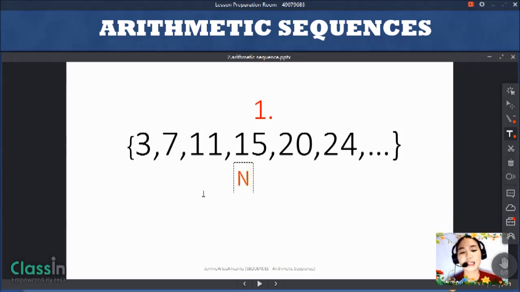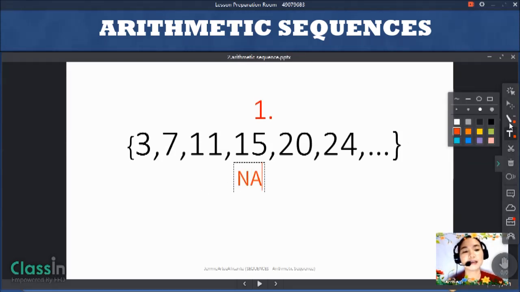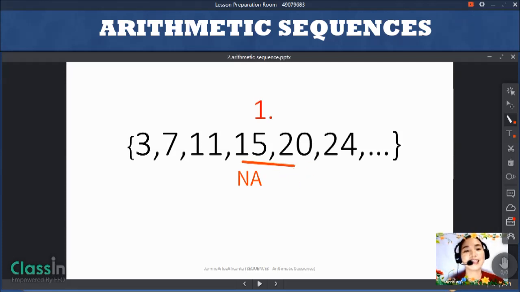The answer is NA. It is not arithmetic because the difference of these two is 5. It is far different from the difference that we obtain when we subtract 7 minus 3, 11 minus 7, 15 minus 11, and 24 minus 20, which all result to 4.